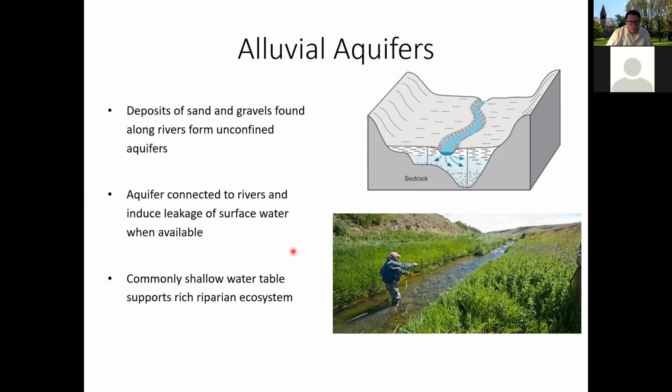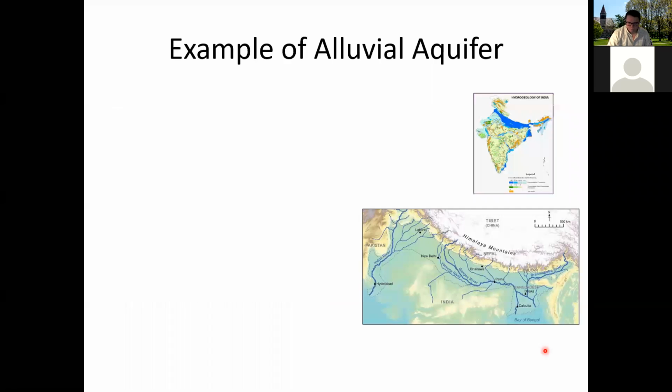As a result, in addition to being really important stores of water, alluvial aquifers are also really important for riparian systems. They often create wetlands and ecosystems that can have rich biodiversity, and can draw down a lot of carbon dioxide and things like that. So they're really beneficial to most ecosystems, and to climate and water needs in the areas.